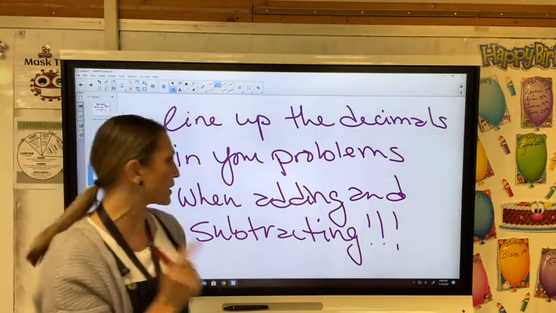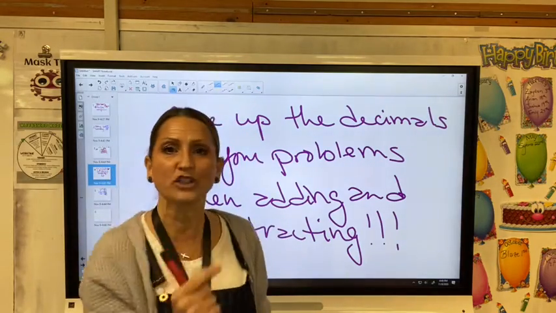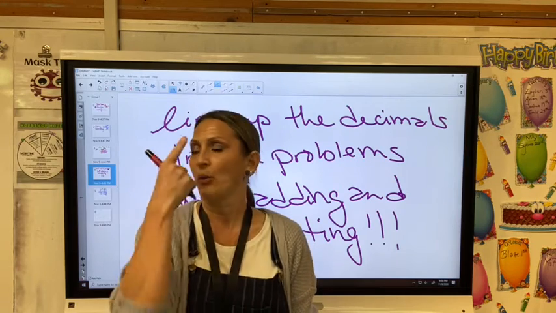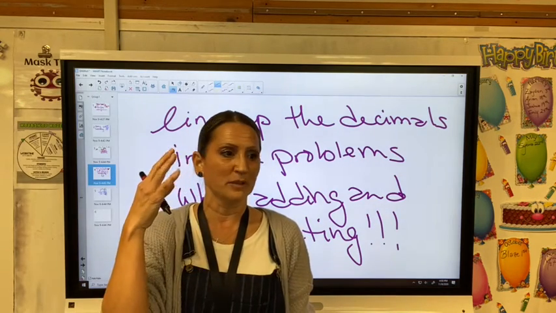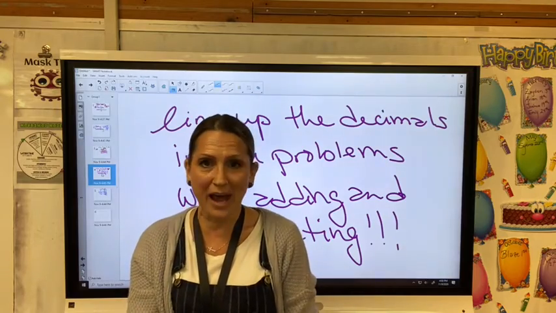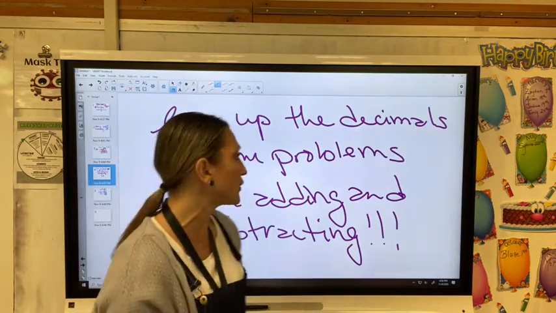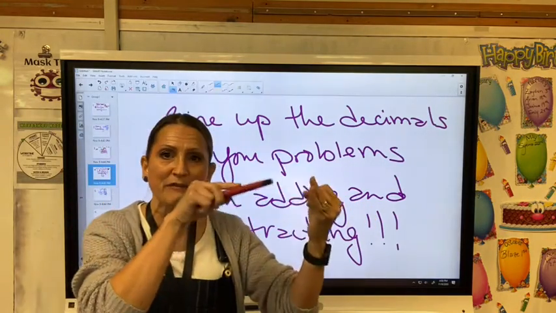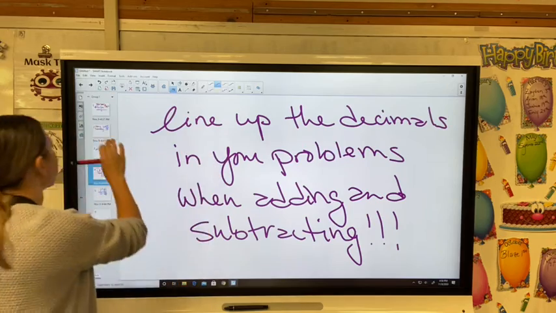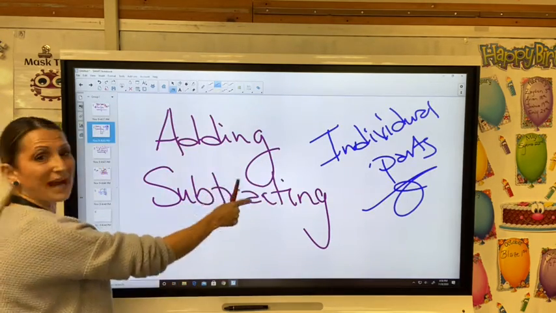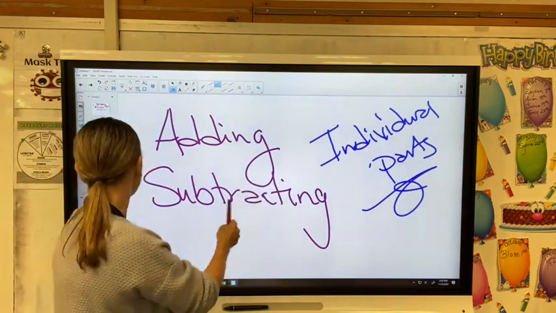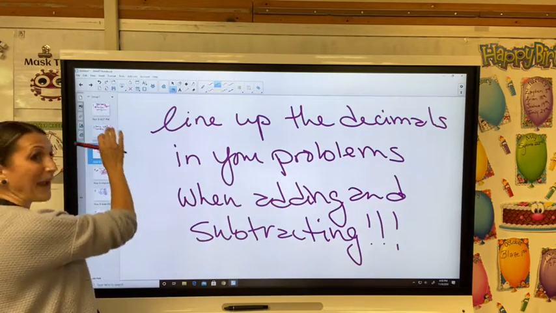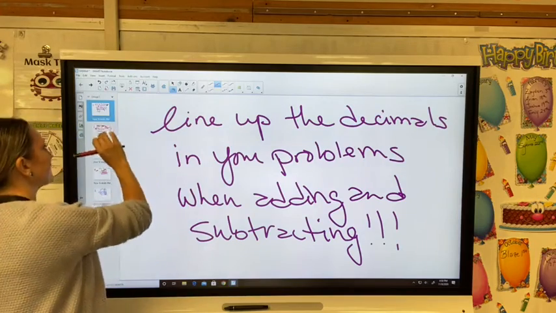When you're adding and subtracting decimals, the most important thing to remember is to line up the decimal. No matter what the situation is, word problem, just a long problem that you have to write out yourself, always line up those decimals. Most important because you're looking at place value and individual parts. When you're adding and subtracting, you're adding and subtracting individual parts, sixth graders. So you want to always line up those decimals based on your place value.